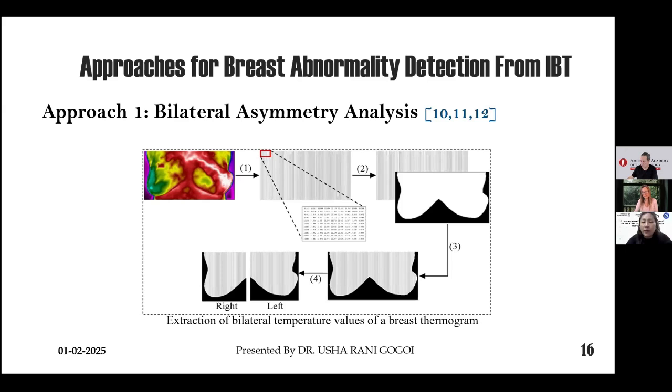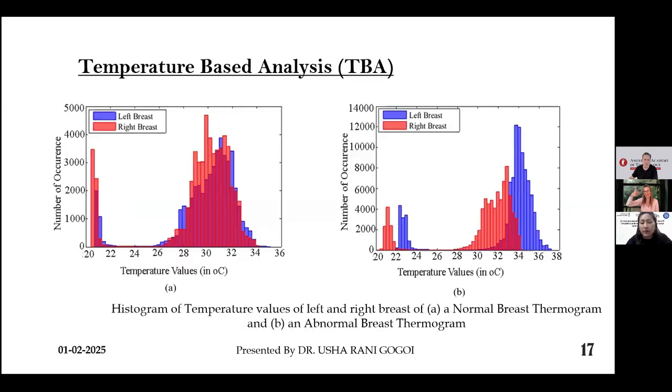So in the first figure, the 17 slide. I'm on slide number 17. As you can see here, the temperature profile of the left and right breast is almost similar for a normal breast. But when we compare the temperature profile of the left and the right breast in that figure, you can see there is a difference between the left and the right breast profile. So by identifying this difference, we can find out that there are some abnormalities in the patient.